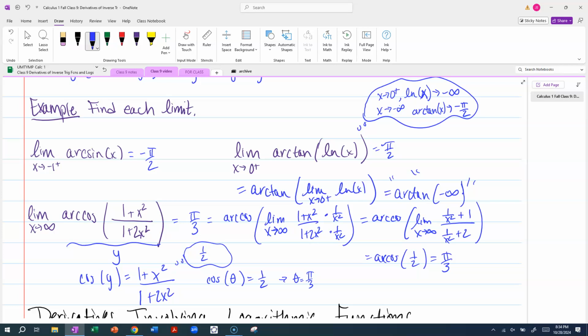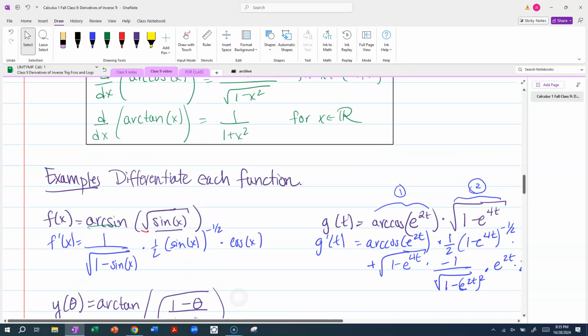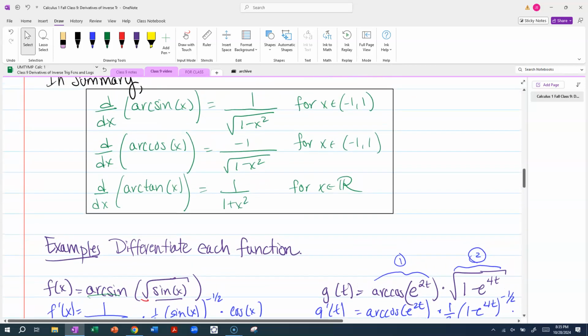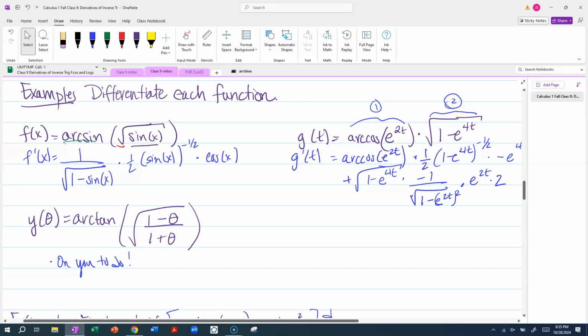All right. So lots of things to consider, lots of things to keep track of, but at the end of the day, we just have to remember our inverse trig functions, and then as we saw earlier, lots and lots of chain rules. So be on the lookout for those.